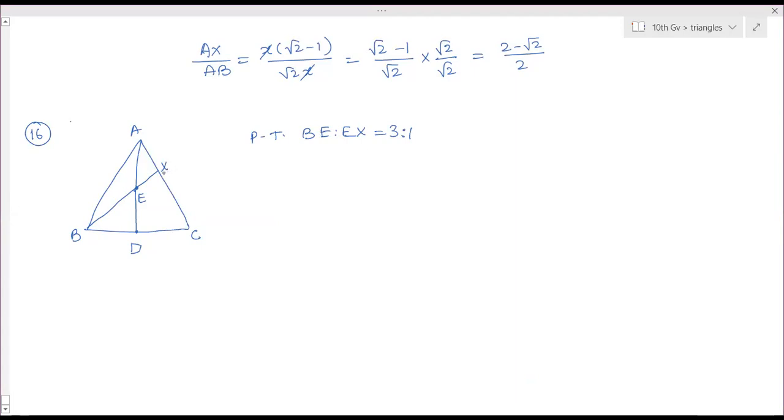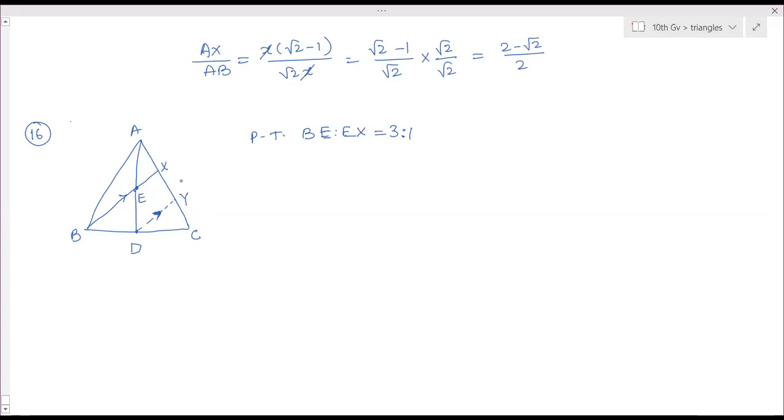Last year, this kind of question you have solved, the same extension of that same question. You have to take the line through D parallel to BX. Take DY. Construction: DY parallel to BX. This kind of question last year you have solved. Midpoint theorem. Not in NCERT, other book.